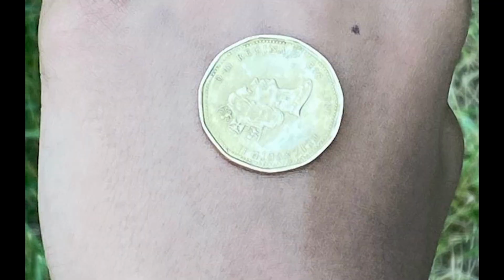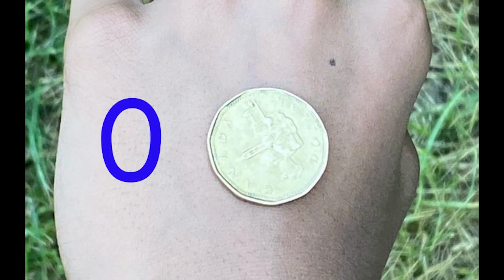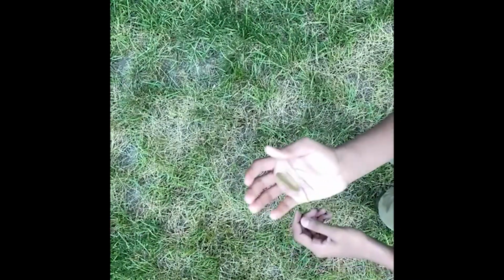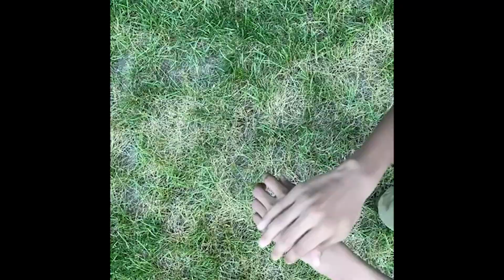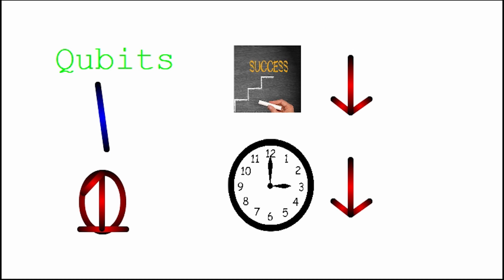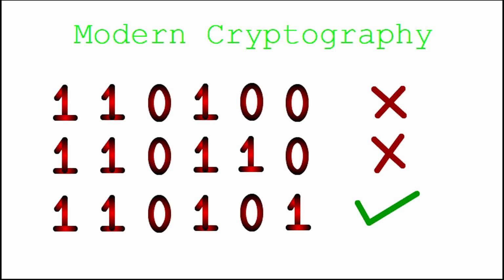This can be explained simply through flipping this coin, with heads as 1 and tails as 0. When I flip this coin, we see heads and tails at the same time. When it lands, it's either heads or tails, 1 or 0. Qubits can be both 0 and 1 at the same time, taking fewer steps and less time to find the right combination of zeros and ones to break the code.